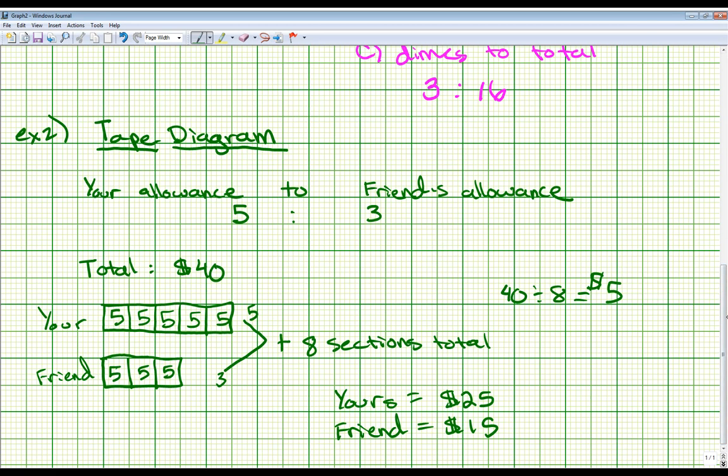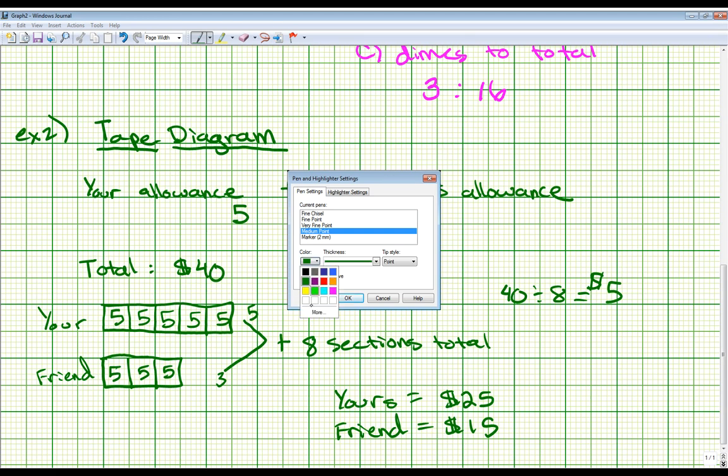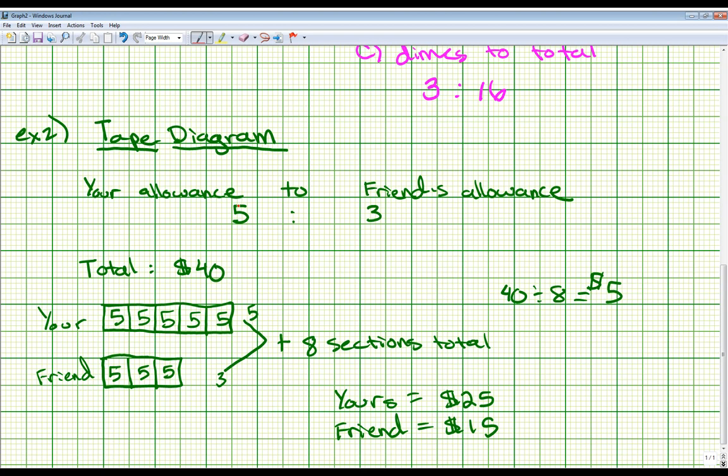And we are done. So that's how you use a tape diagram in order to solve how much using a ratio. They're very useful when you're trying to deal with ratios. A lot of kids would just take a look at this and say, oh, you get $5 and your friend gets $3. And that wouldn't make sense because we have a total of $40 included.